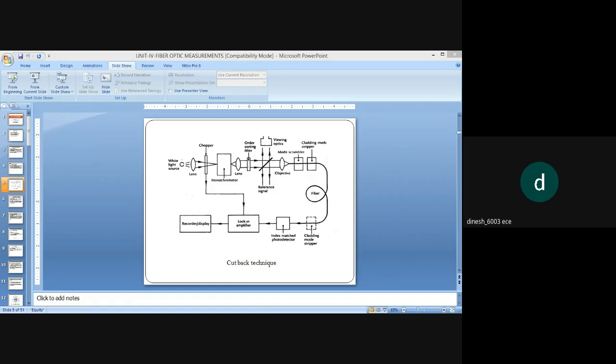So in terms of electrical voltage, they can be written as alpha dB is equal to 10 divided by (L1 minus L2) into log to the base 10 of V2 by V1.